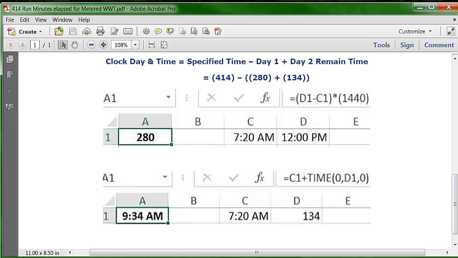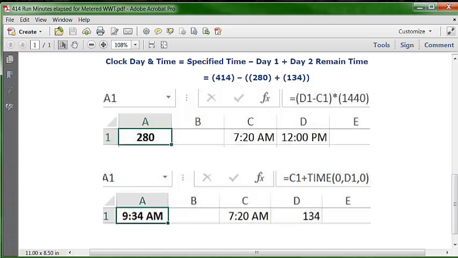Put your cursor in A1. You go up to the formula bar. You type in the equal sign. Then you point to C1, which is where the starting time is. You put your plus sign, and then you put in the function for time, and then you have open parentheses, and then you put in a 0, a comma, the number of minutes, a comma, a 0, close parentheses, hit enter, and that's where you're going to get your 9:34 a.m.